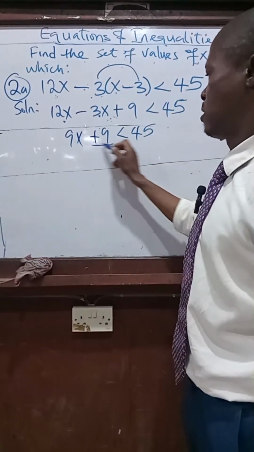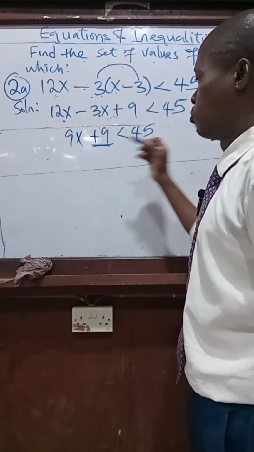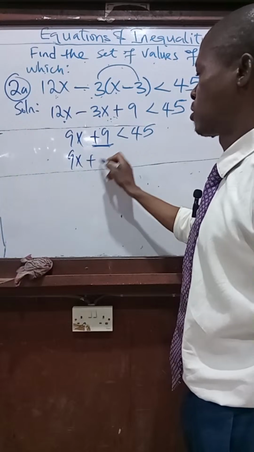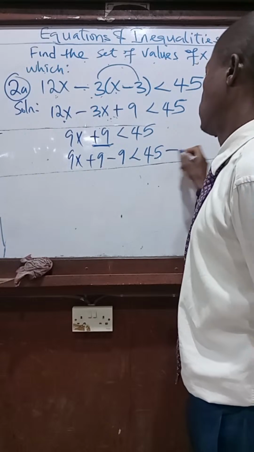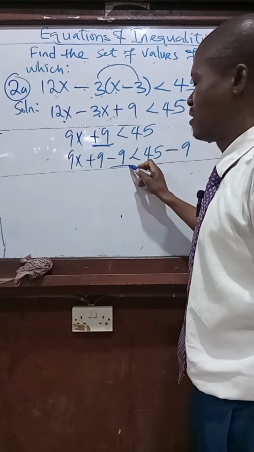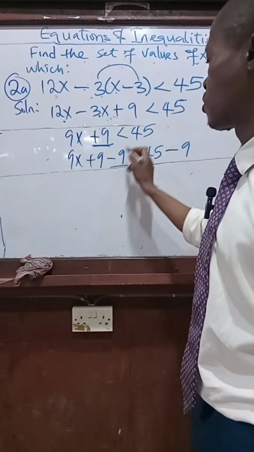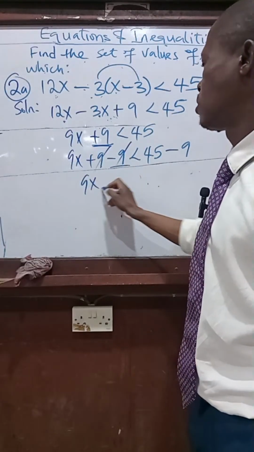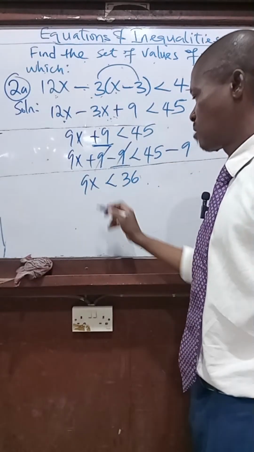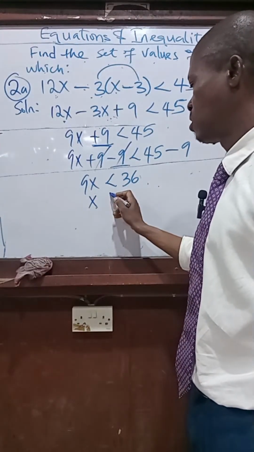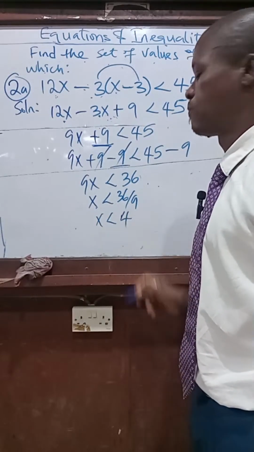This plus 9 here, let's remove it from here. That means we are going to add minus 9 to both sides. So that will be 9x plus 9 minus 9 less 45 minus 9. Whatever you add to one side must be added to the other side. So this one and this one cancel. We have this one, 45 minus 9, that's 36. Make your x the subject. That'll be what? 36 over 9. So x is what? x is less than 4.